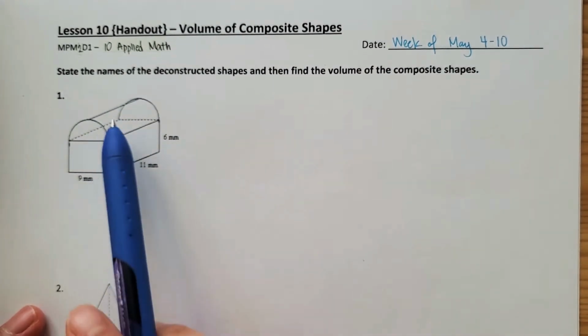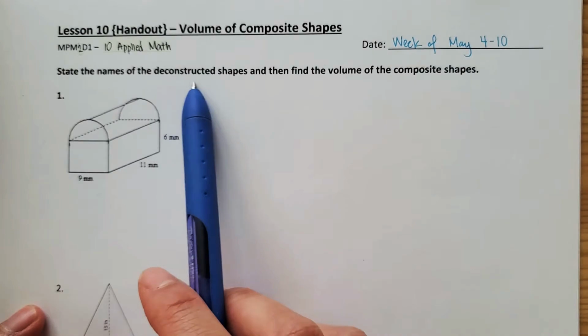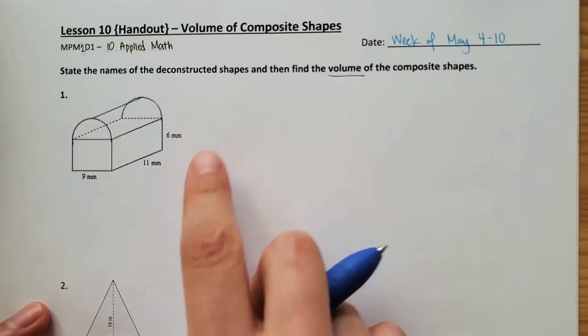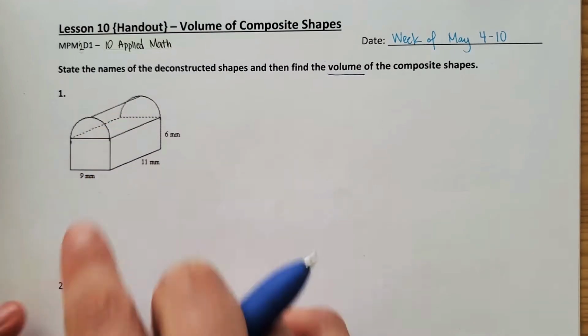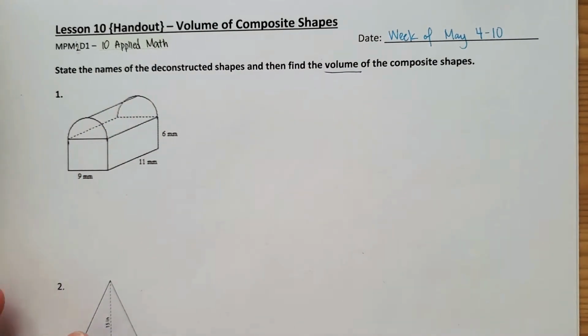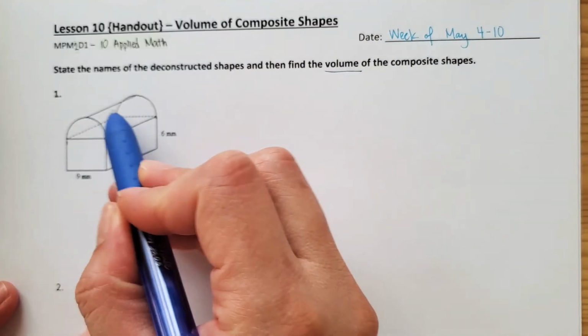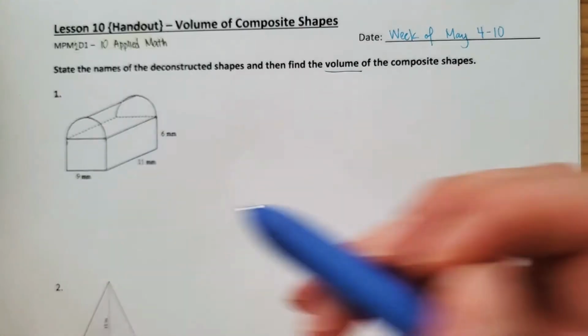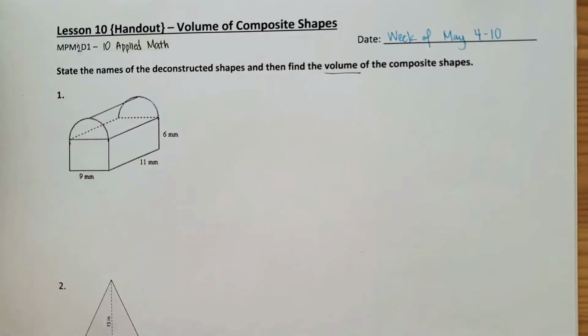For the first question, it says state the names of the deconstructed shapes and then find the volume of the composite shapes. When it says deconstructed, it means what two shapes, or three or four, depending on the picture. Do you see here? The top shape is a what? Cylinder? It's like half a cylinder, right? And the bottom shape is a rectangular prism.